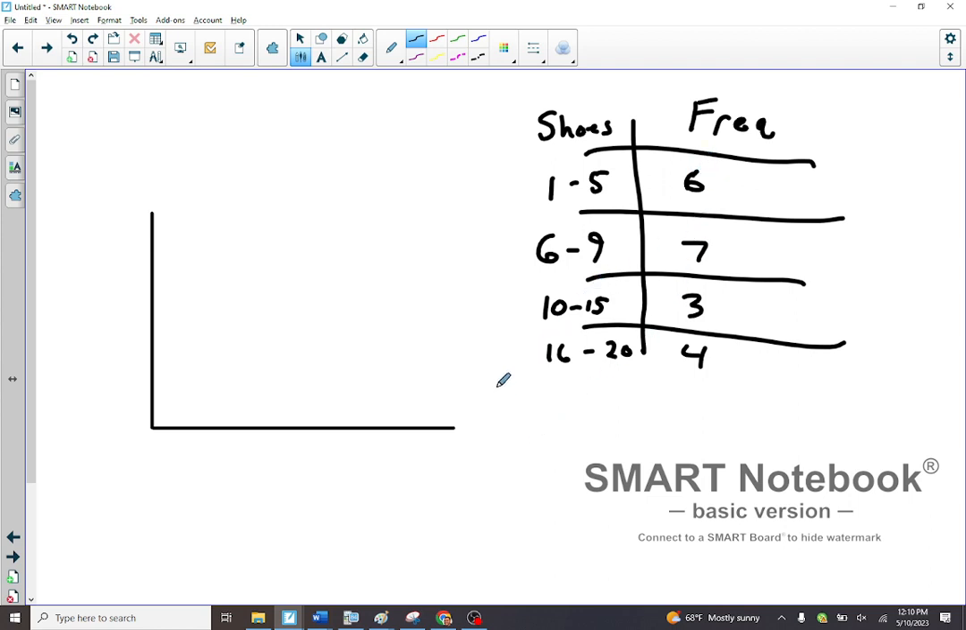Wait, but that doesn't go into any of them. No. But this is how many people. Let's say 6 people have 1 through 5 shoes. All right, you're just getting this bar, okay? So in this bar, you're gonna have to do a couple things.